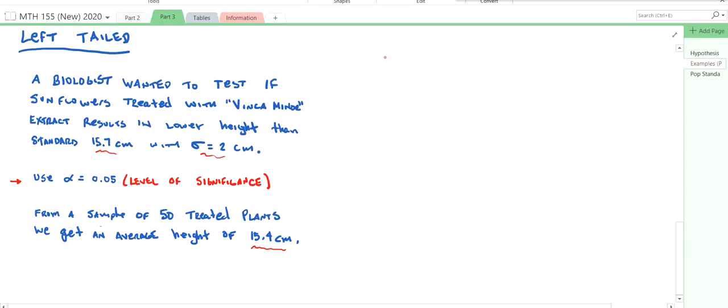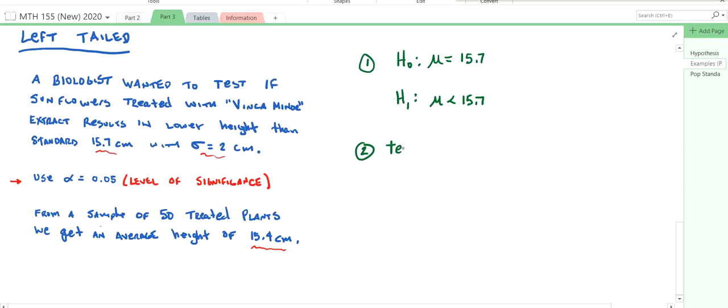Well, let's see. We'll start out with our hypothesis test as usual, with a null hypothesis and an alternate hypothesis. For our null hypothesis, like all our null hypotheses, we always start out with some mean value equal to something. And the value that we're looking at here is 15.7. So our alternate hypothesis is, we want to ask, is our mean height lower, smaller, less than 15.7?